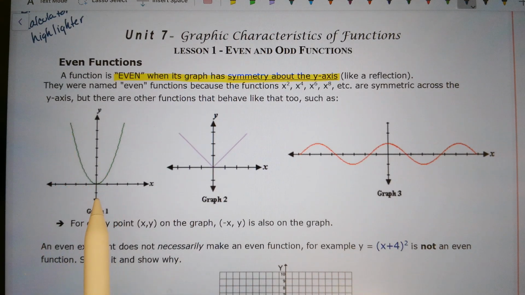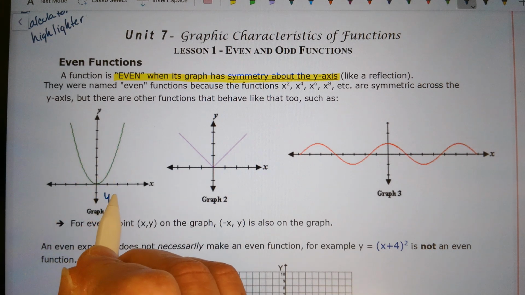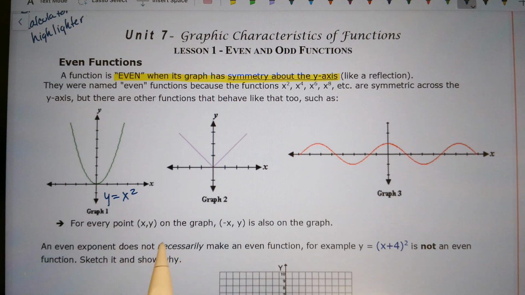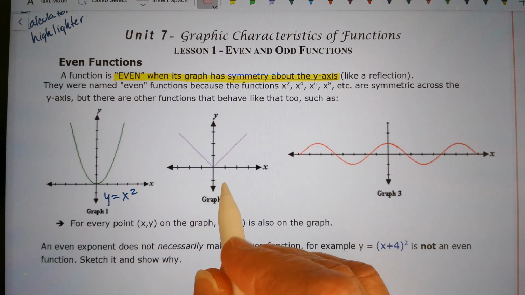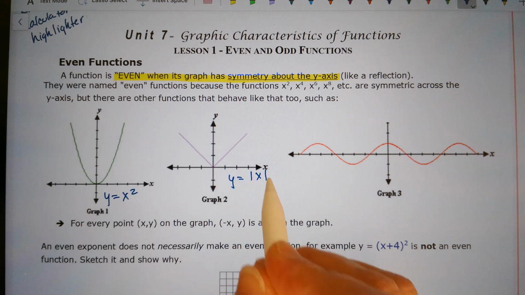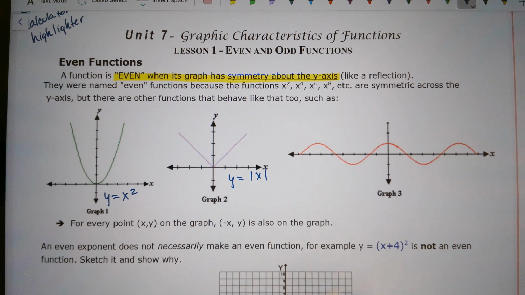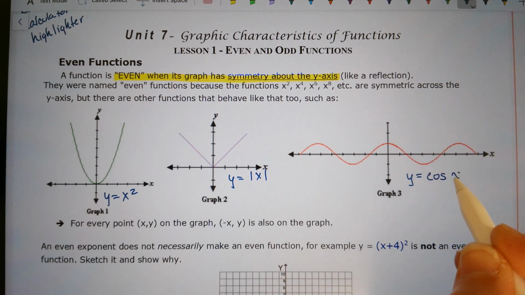This function here is an even function because it has symmetry with the y-axis. This function is actually y equals x squared. This, the V shape, is a graph of the function y equals the absolute value of x. And this wave shape is the graph of y equals cosine x, the trig function.